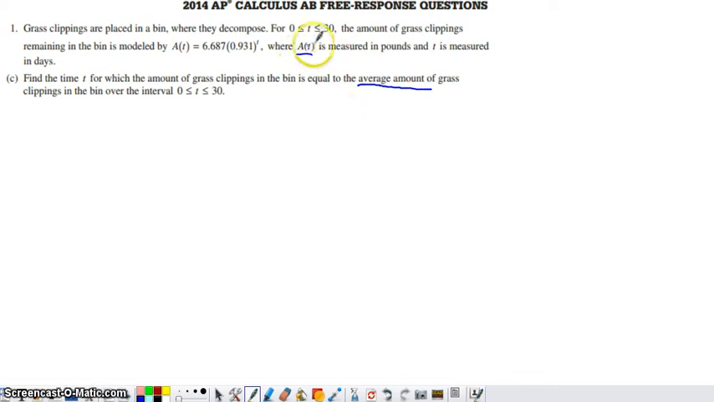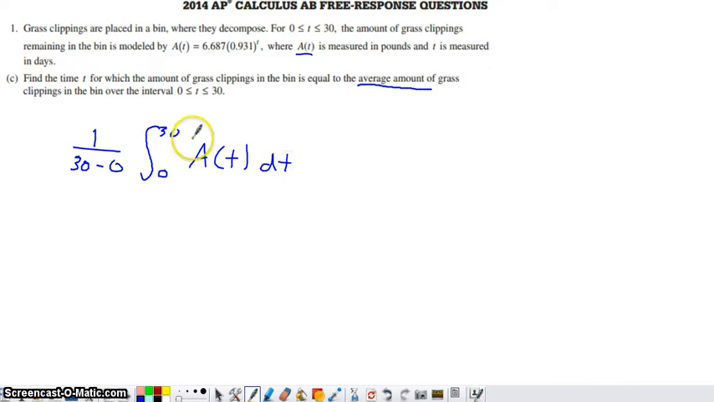If we want the average amount of grass at any time between 0 and 30, we're going to have to use the formula for the average value of a function, which says multiply by 1 over the difference between the endpoints that you want the average across, do the integral from the beginning of that time frame to the end of that time frame of the function you want the average value of. So this right here will be the average value of A on the interval from 0 to 30.